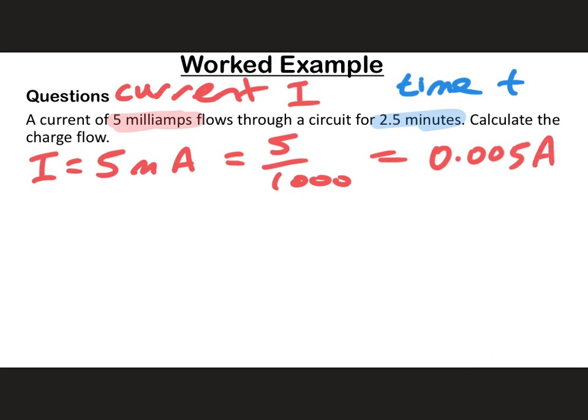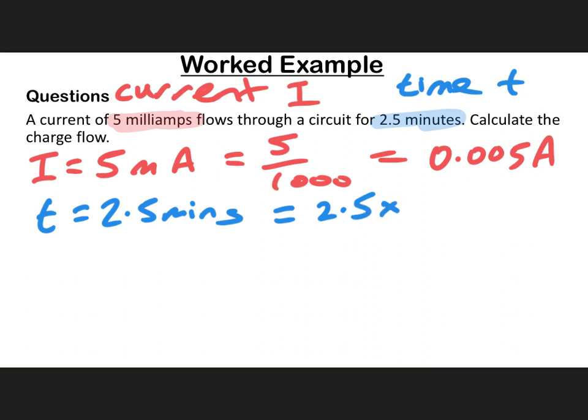Looking at our time now, we're given 2.5 minutes, so t is equal to 2.5 minutes. We're going to have to convert that into seconds by doing 2.5 times 60, because there's 60 seconds in a minute. And again, you can put that into your calculator. Once you put that into your calculator, you'll get an answer of 150 seconds.